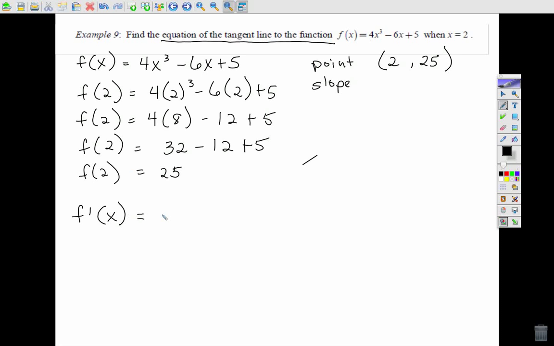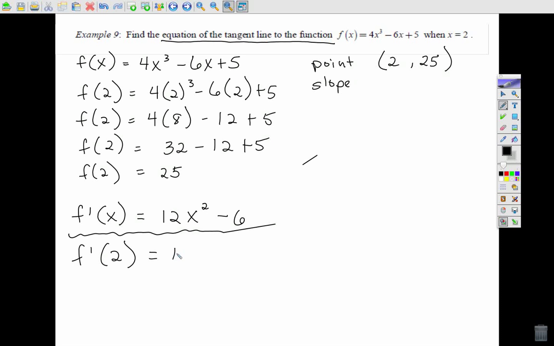So we need f prime of x. Now, f of x was 4x cubed minus 6x plus 5. How do we take the derivative of that? Well, the 3 is going to come down and get multiplied by the 4. We're going to have 12x to the 3 minus 1 power, which is 2, minus, what's the derivative of negative 6x? It's just negative 6. What's the derivative of 5? It's 0. We don't even write it.